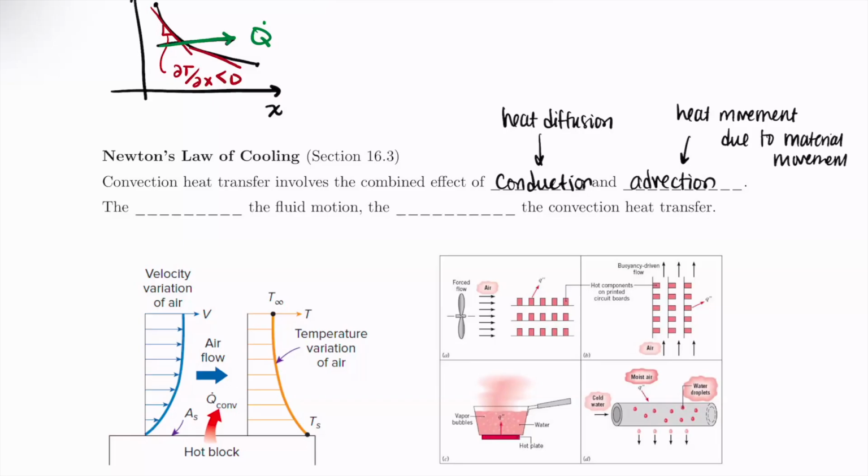You can think of this one as heat being carried along with a flow, for example. And because of this, we can infer that the faster the fluid motion, the greater the convection heat transfer. So the faster the fluid moves, the greater the amount of heat that is going to be transferred.